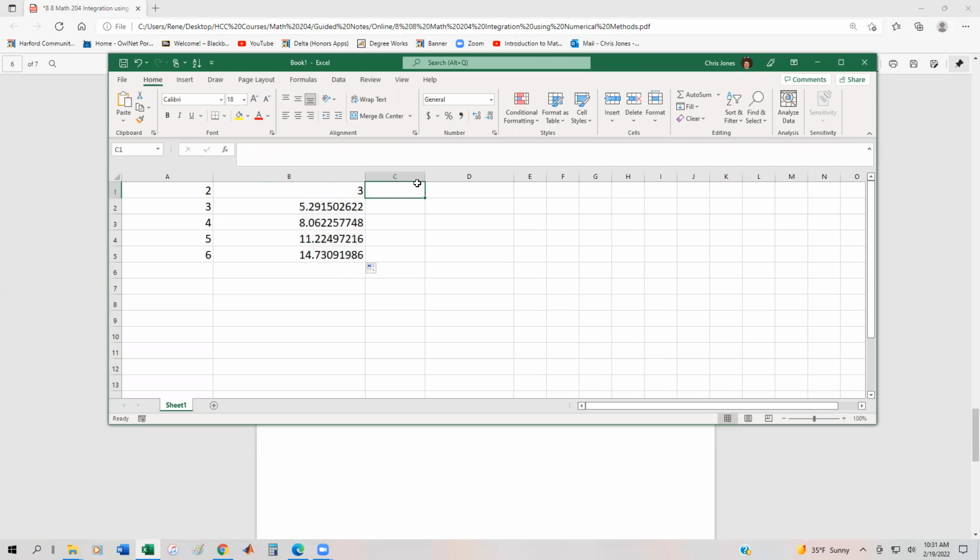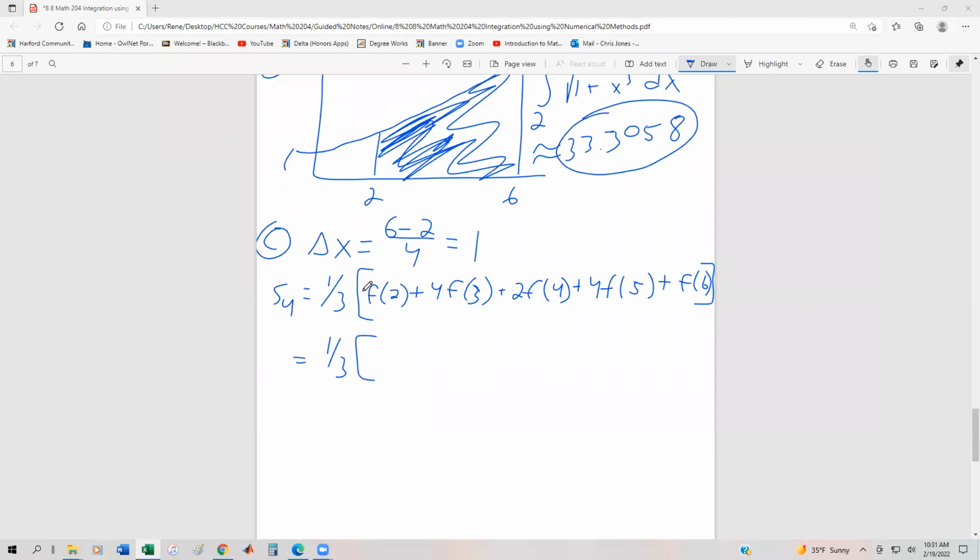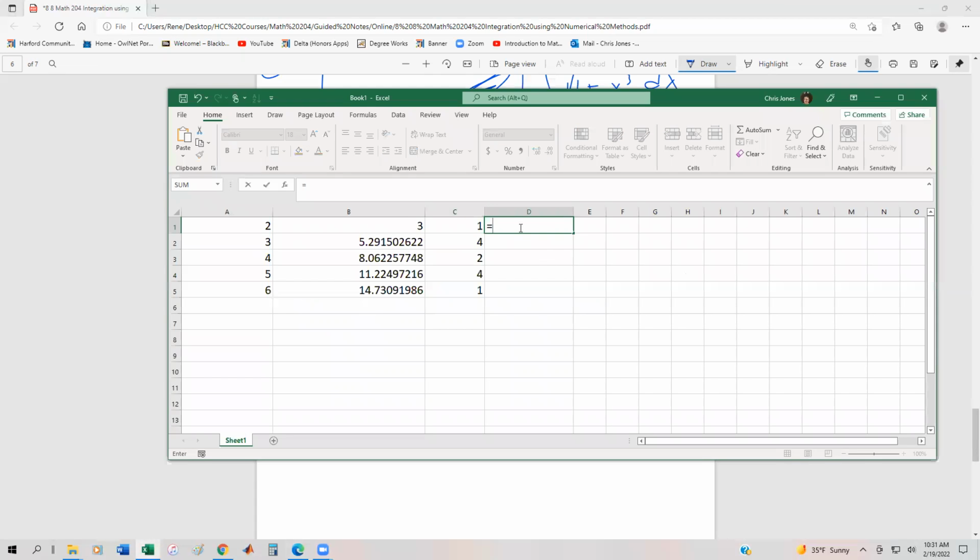Now remember, we have to have the multiplier: 1, 4, 2, 4, 1. Those are the coefficients for each of these values right here. So 1, 4, 2, 4, and then 1 here. So it's going to get even larger. We're just going to use B1 times C1 to multiply those, and make sure you have your equal sign in there. And then finally, just drag this down and we're going to get a sum of these values.